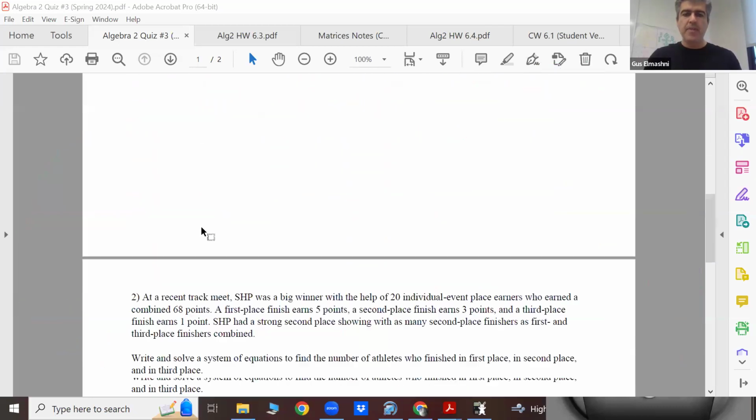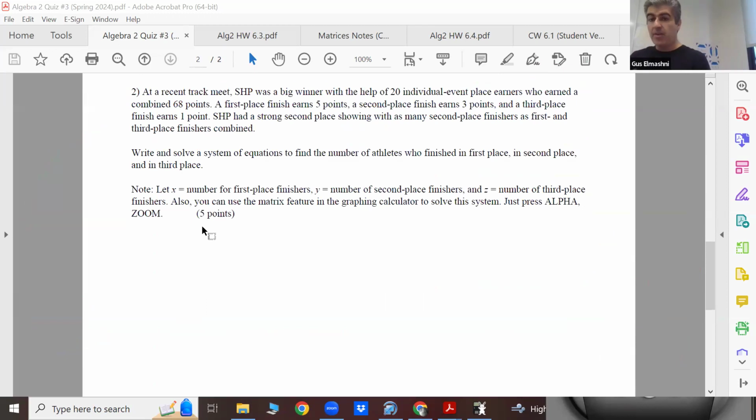Word problems. Now, in this case, you could use a calculator. I encourage you to use a calculator because you can't keep doing this by hand over and over again. It just gets to be too crazy.